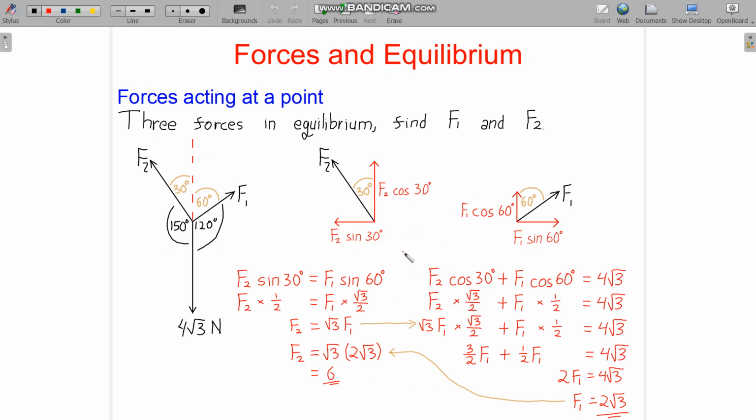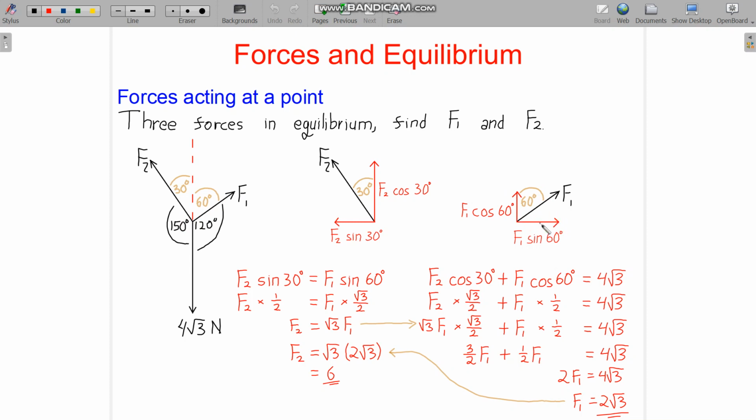Forces acting at a point: we have 4 root 3 downwards, F1 at 120 degrees, F2 at 150 degrees. If we need to find F1 and F2, here we can split F2. Look at this 30 degrees. If we use this dotted triangle, this must be the cos. This component is using sine, and we can split F1 also. If you look at the triangle, this is the cos, this is the sine.